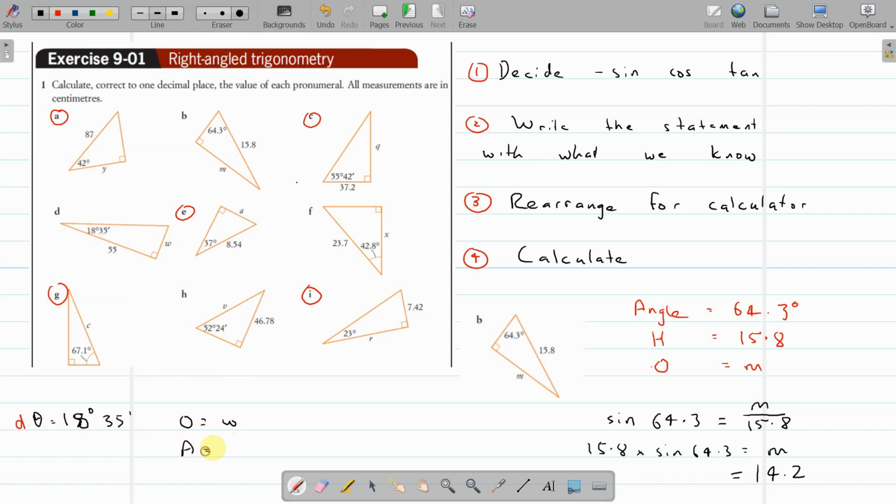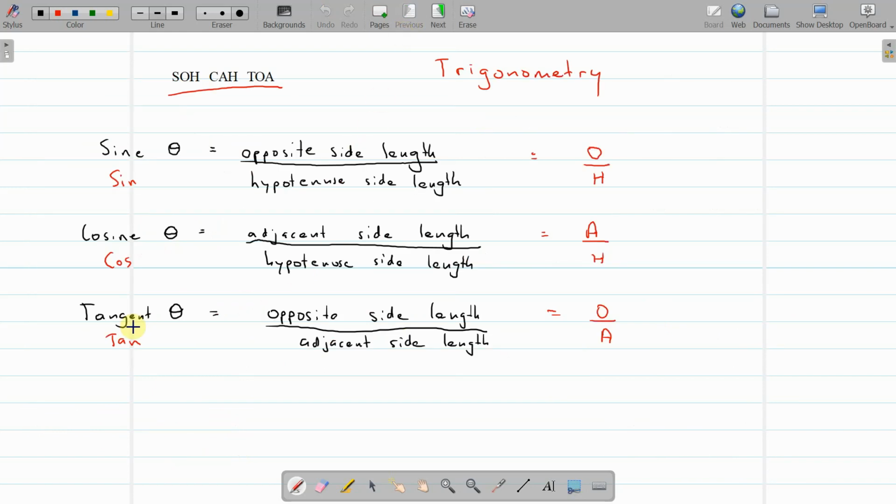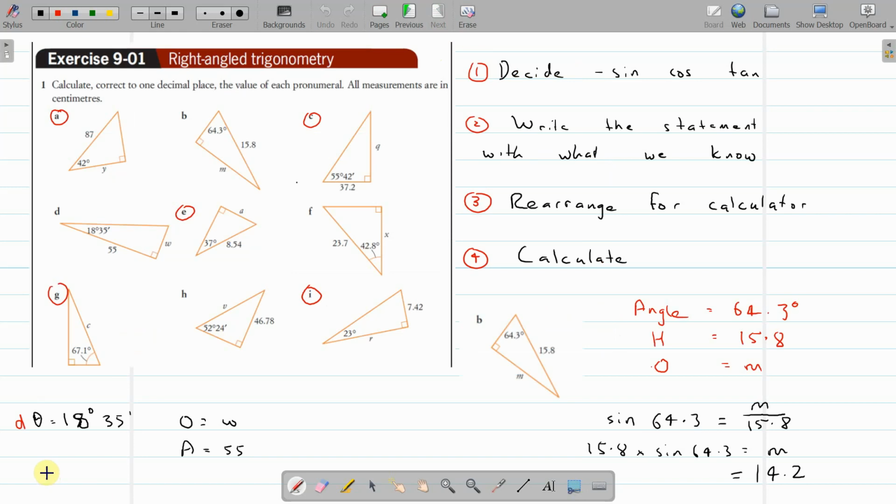Adjacent equals 55. Okay, so which one of the sine, cos and tan uses O and A? Oh, it's got to be tangent. Tan. Okay, that's the only one. So it's tan. So now we've decided, now we write the statement. The tan of 18 degrees and 35 minutes equals opposite over 55.